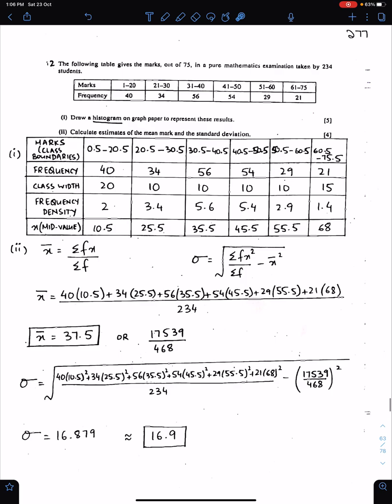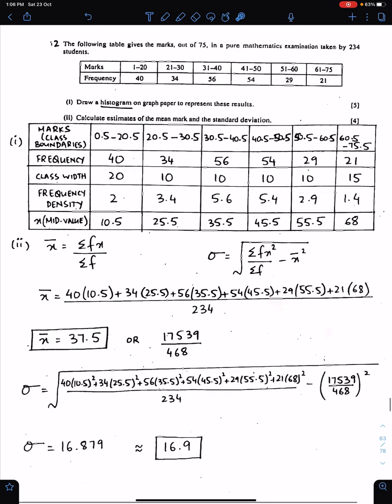Next question of representation of data, this is of frequency distribution, the grouped data. First we need mid values. So mid values are here, 10.5, this one 25.5 and so on. These values are here. This is the formula for mean and this is the formula for standard deviation for grouped data.